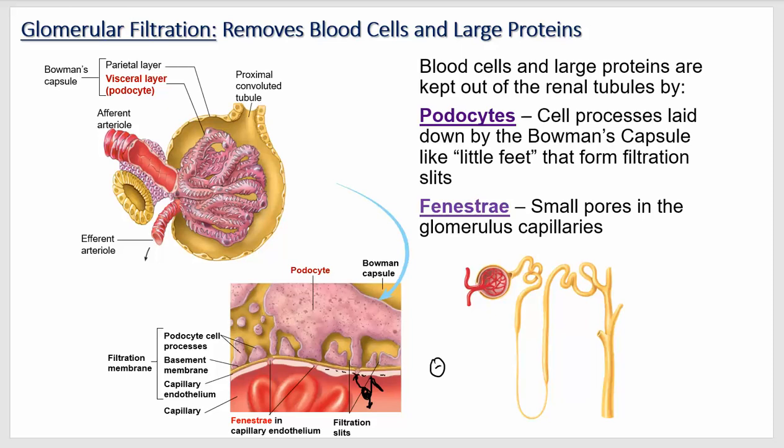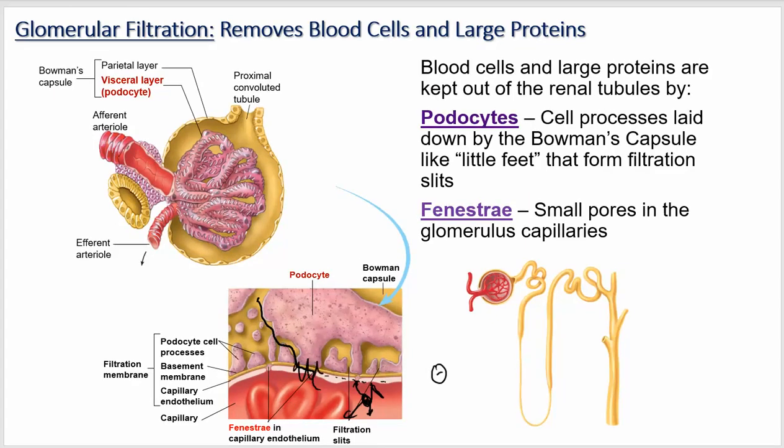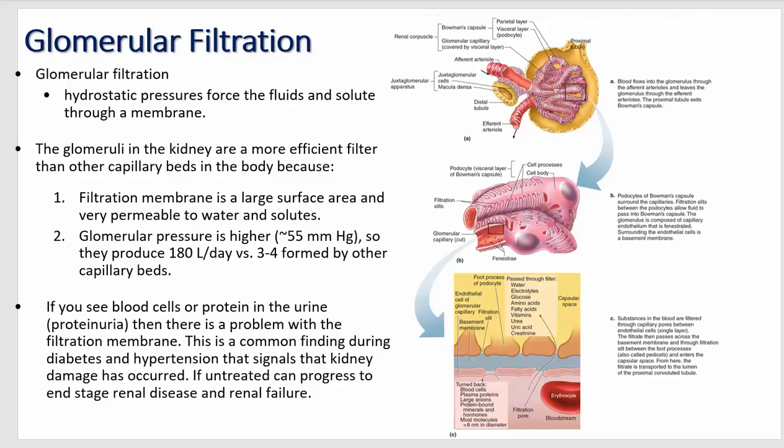So you can see that smaller things are going to move through there, and those are going to move into the capsule. But large proteins, not a chance. Red blood cells, really no chance, unless you start getting cellular damage. If you start getting glomerular diseases and those glomeruli break down, then that's when you're going to start seeing more proteins and blood in the urine. Okay, so that's how that takes place. The podocytes form those filtration slits, and then things can move through those filtration slits in the fenestrae.